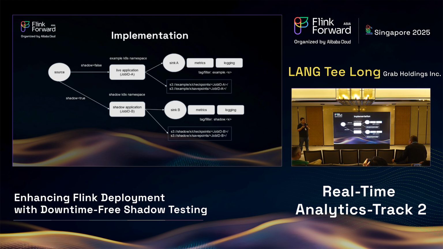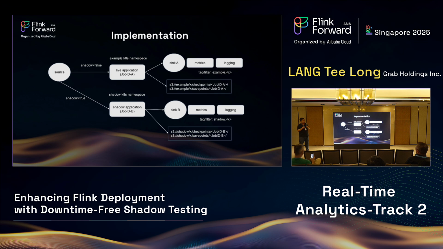Normally, a Flink application can perform as either a source or sink connector. If the shadow environment variable is false, you just run a normal live application. It has its own job ID, and it sinks to its own original sink, and for some auxiliary output, to metrics and logging. It is deployed in its own existing Kubernetes namespace, and its checkpoint and savepoint are in the existing path too.